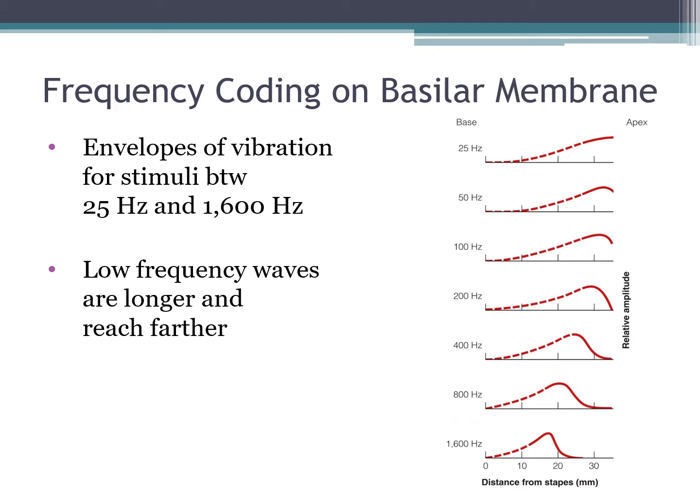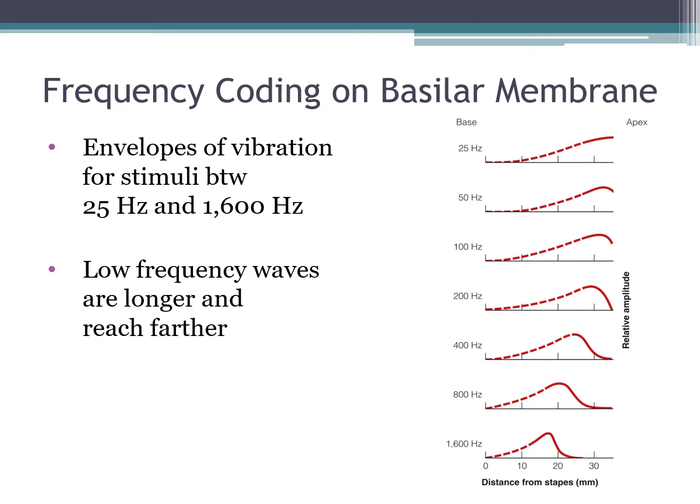So this is showing the envelopes of the vibration for stimuli between 25 hertz and 1600 hertz. Just remember that our range of hearing is from 20 to 20,000 hertz. 25 hertz is very close to 27.5 hertz, the lowest note on the piano, that low A. The piano goes up to about 4,186, I think, hertz. Human speech is between 2,000 and 4,000 hertz, and we hear much higher frequencies than that.